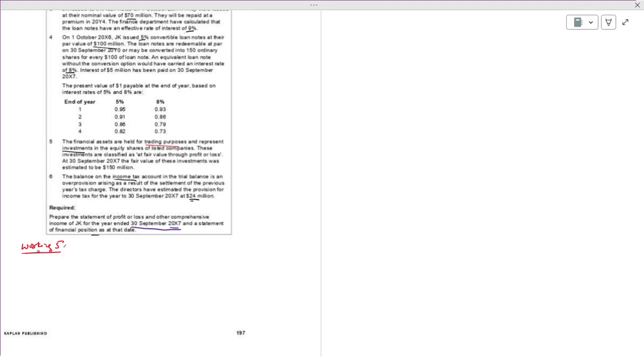And the fair value of these investments is how much? The fair value of these investments is 150,000. Okay? 150,000. Fine?